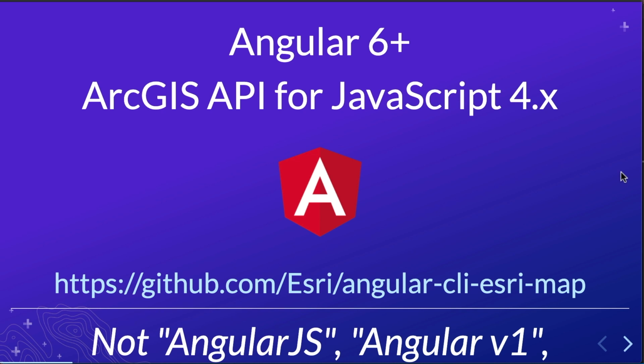Also keep in mind that this is for version 4 of the ArcGIS API for JavaScript. If you're using version 3, then you'll need to upgrade to version 4 before using these patterns. The patterns that we're showing in the tech session today will not work with version 3. And last but not least, if you're using AngularJS, also known as Angular version 1, you'll also have to upgrade before using the patterns that we show here. This will be good information for you to have in your back pocket, but the information will not be usable. The patterns will not be repeatable within AngularJS.